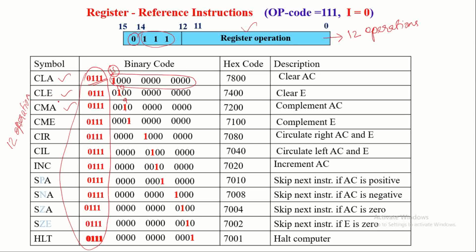Clear accumulator, clear extended bit, complement accumulator, complement E bit value, circulate right accumulator and E bit value, circulate left accumulator and E bit value, increment accumulator, skip next instruction if accumulator is positive, skip next instruction if accumulator is negative, skip next instruction if accumulator is 0, skip next instruction if E bit value is 0, halt computer. Like this, 12 different register operations are specified using the 12-bit values of register reference instructions.